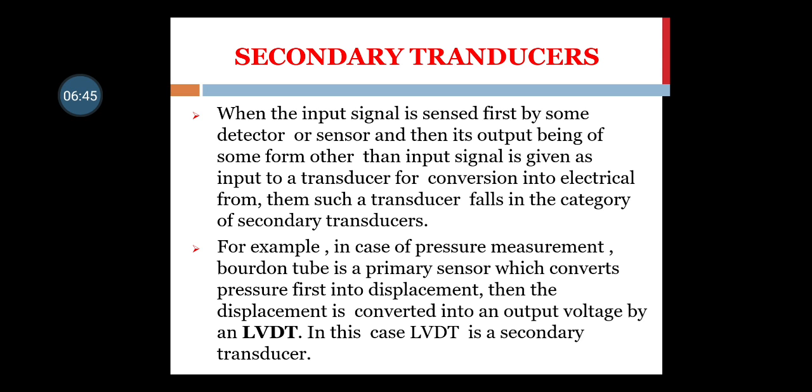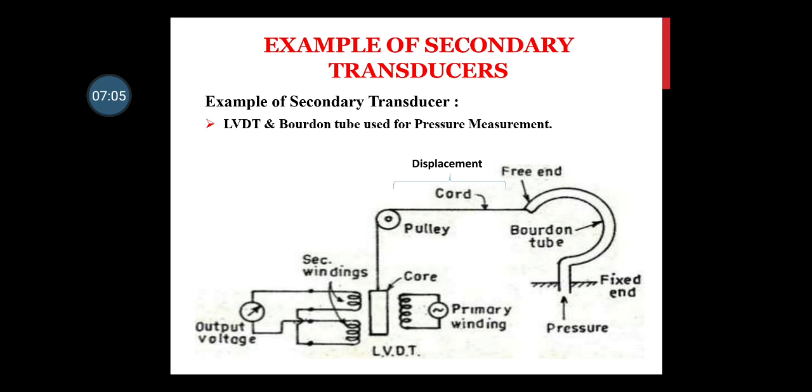Now one more example is the Bourdon tube. Here you can see, in case of pressure measurement, the Bourdon tube is the primary sensor which converts pressure first into displacement, and then the displacement is converted into an output voltage by the LVDT. In this case the LVDT is the secondary transducer. So this is the overall example of a secondary transducer.